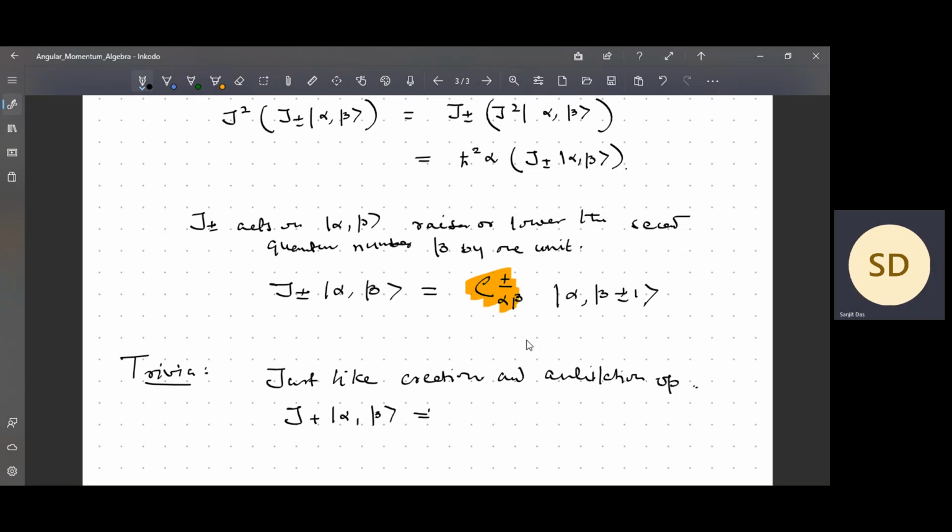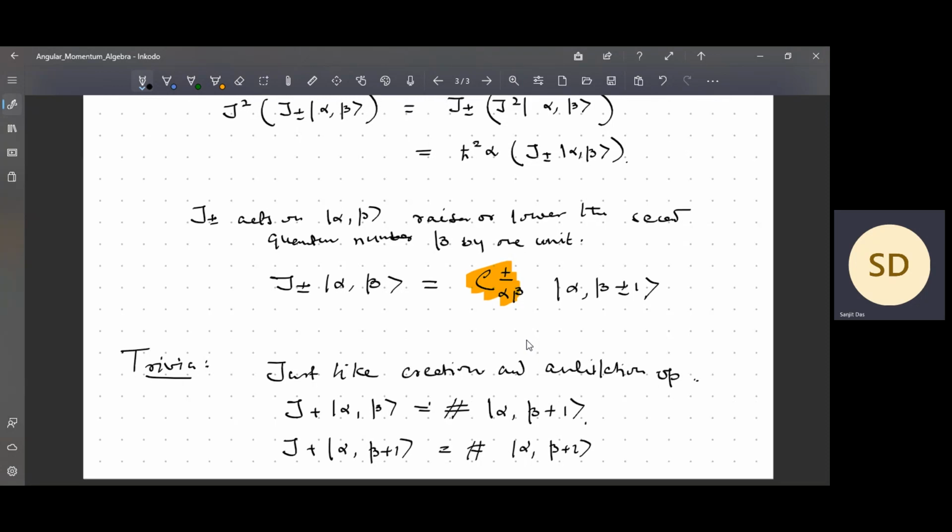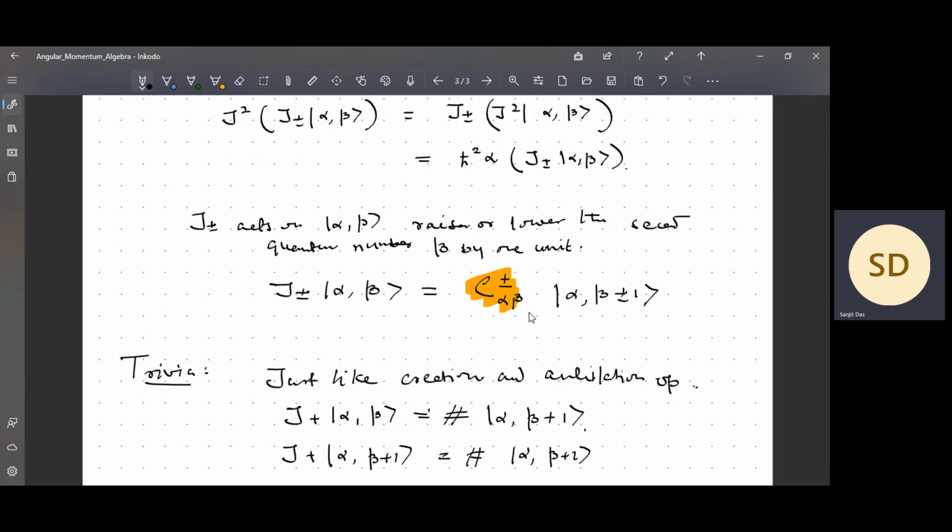it should be some constant, which I have denoted c plus minus, times alpha, beta plus 1. Now suppose I act again on this, it will be again some constant times alpha, beta plus 2. It can go on like this. But how many steps can we go? Is it infinitely many steps? No. We have to stop at some point and we will argue why.